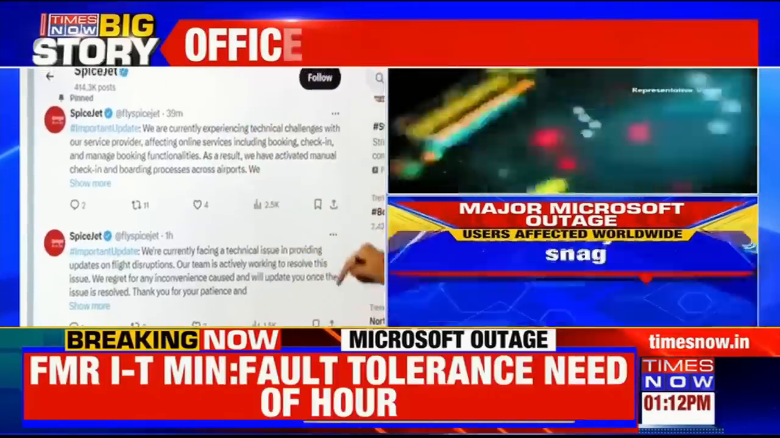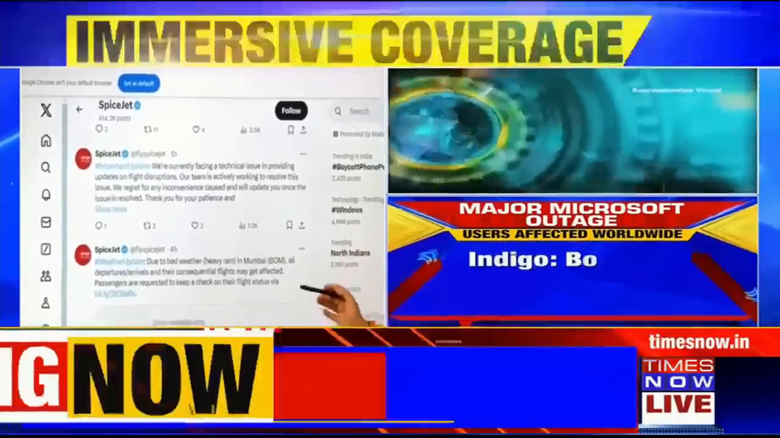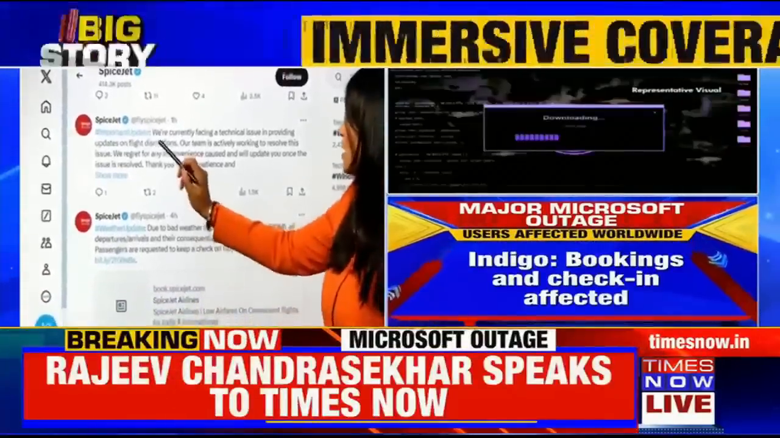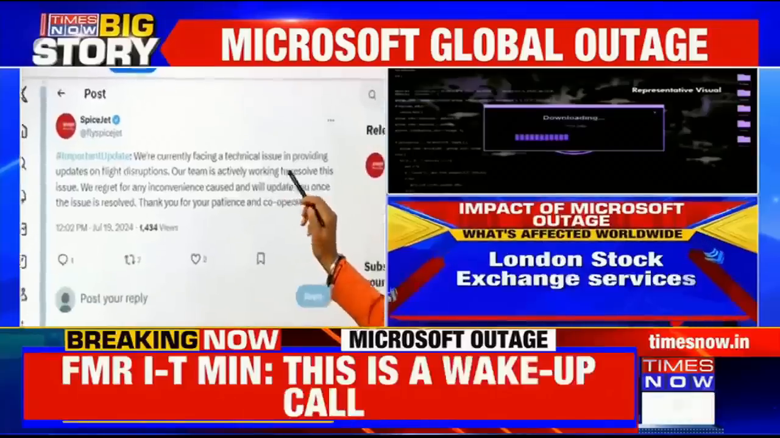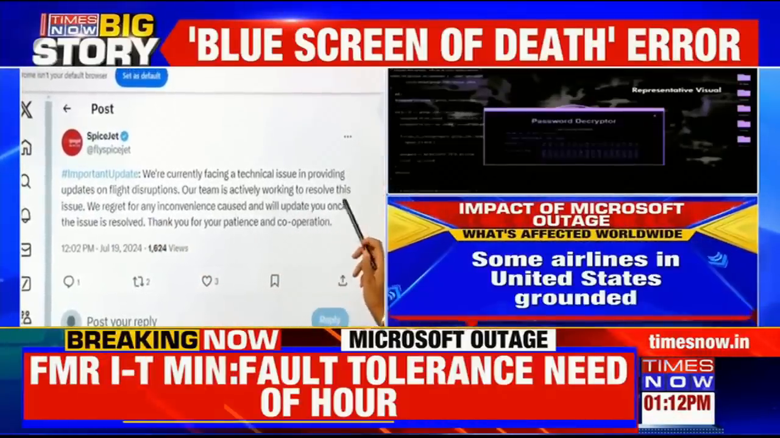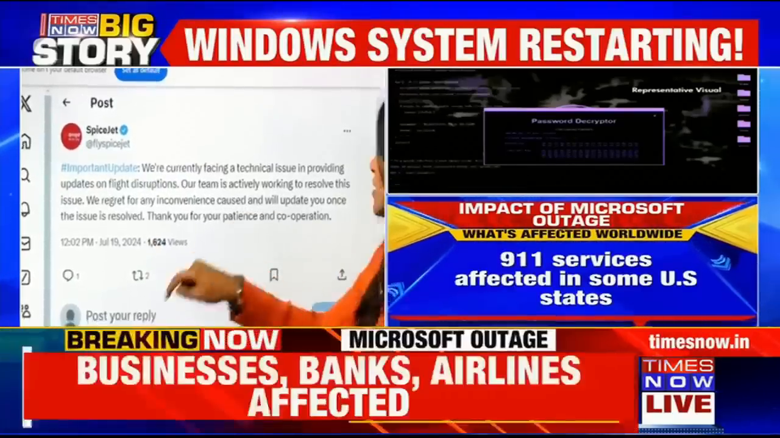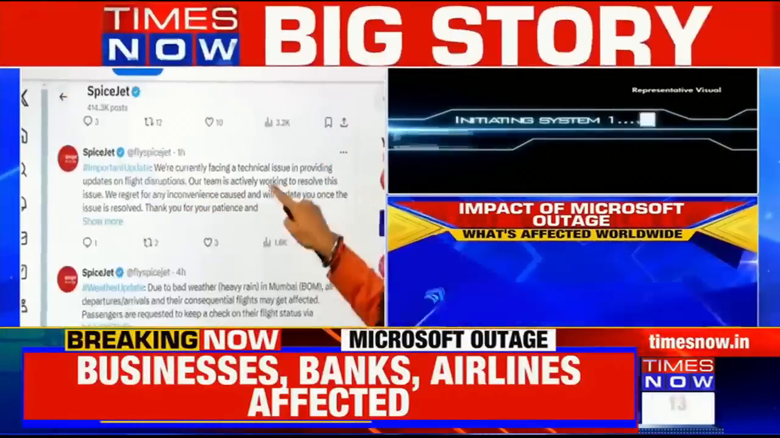Similar tweets coming out from the other airlines as well, SpiceJet as well. So we have passengers who have been stranded across the globe. SpiceJet saying, we're currently facing technical issues in providing updates on flight disruptions. Our team is actively working to resolve this issue. We regret any inconvenience caused and will update you once the issue is resolved. Again, thank you for your patience.